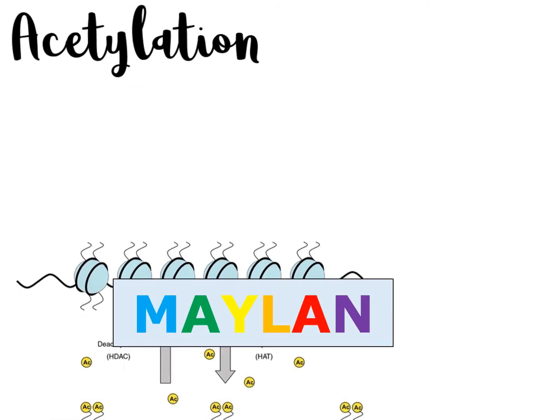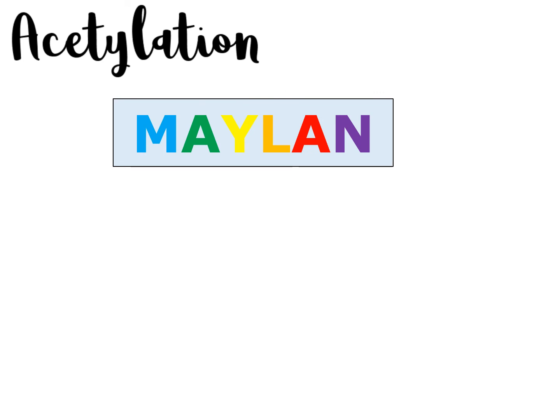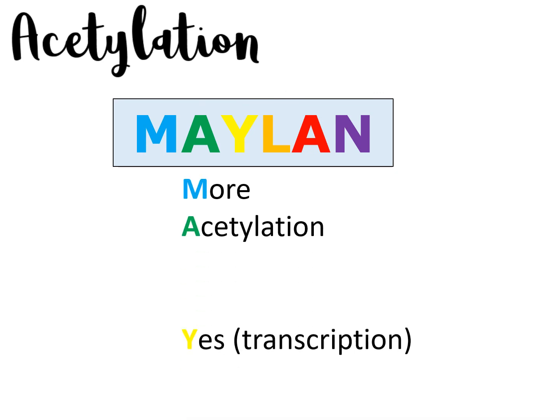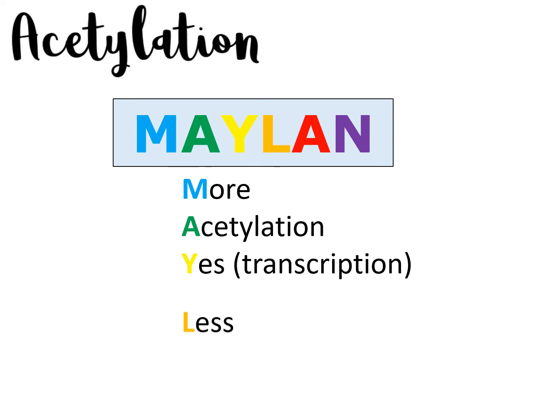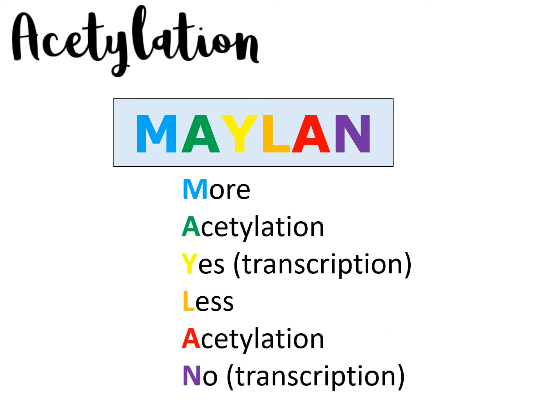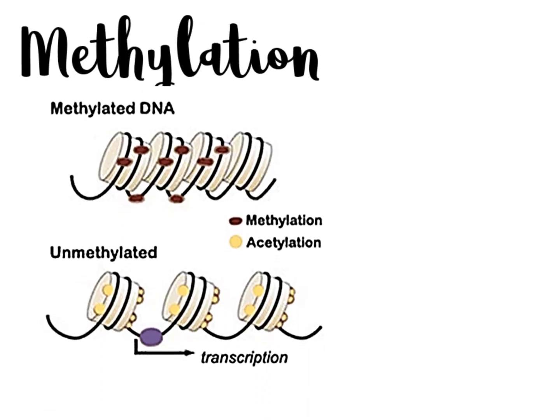A way to remember this is to use the acronym MELAN as an abbreviation, which stands for more acetylation, yes transcription, less acetylation, no transcription. In methylation, however, the addition of a methyl group prevents transcription by preventing transcription factors from binding to the DNA and by attracting proteins which condense the DNA histone complex.